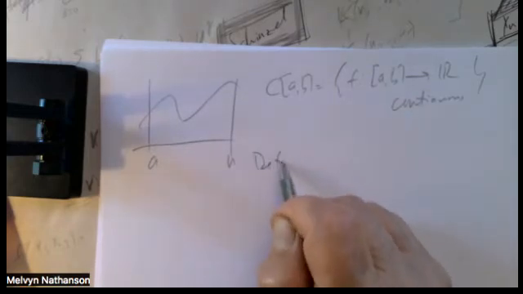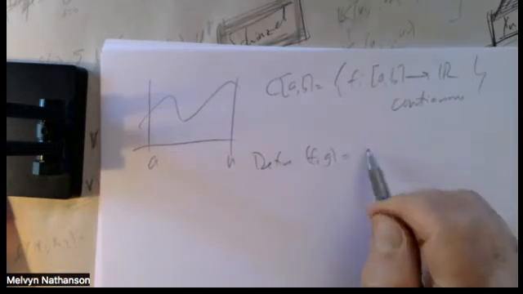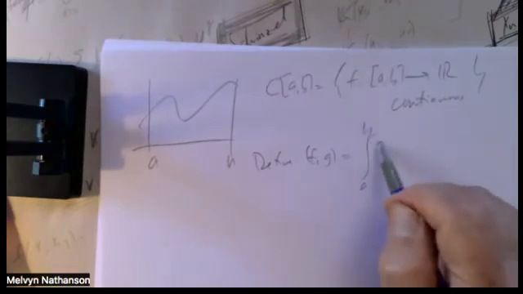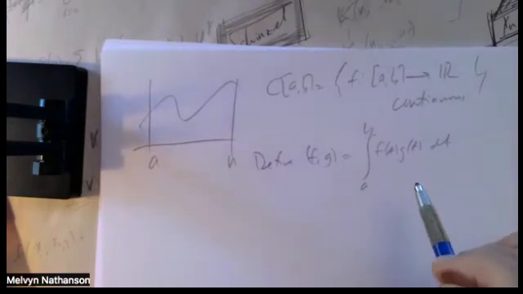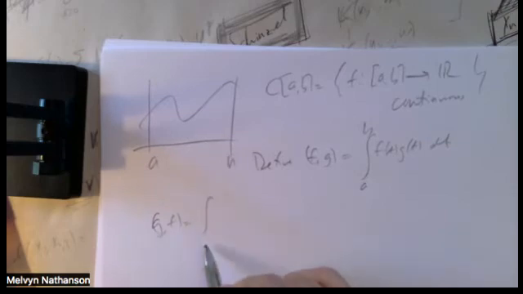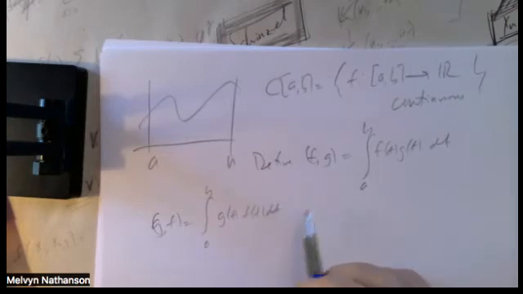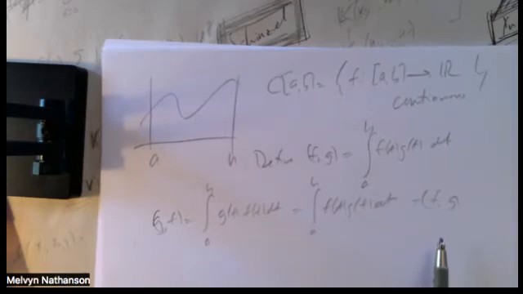And we define the inner product of two functions, f and g, to be the integral from a to b of their product. So for example, the inner product of g and f is the integral from a to b of g of t, f of t, dt. But g of t, f of t is the same as f of t, g of t. So that's fg. That says that this inner product is symmetric.